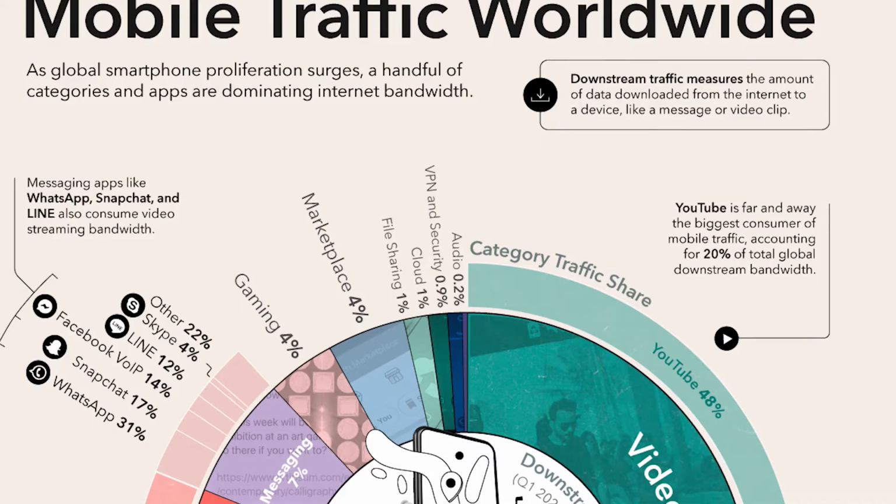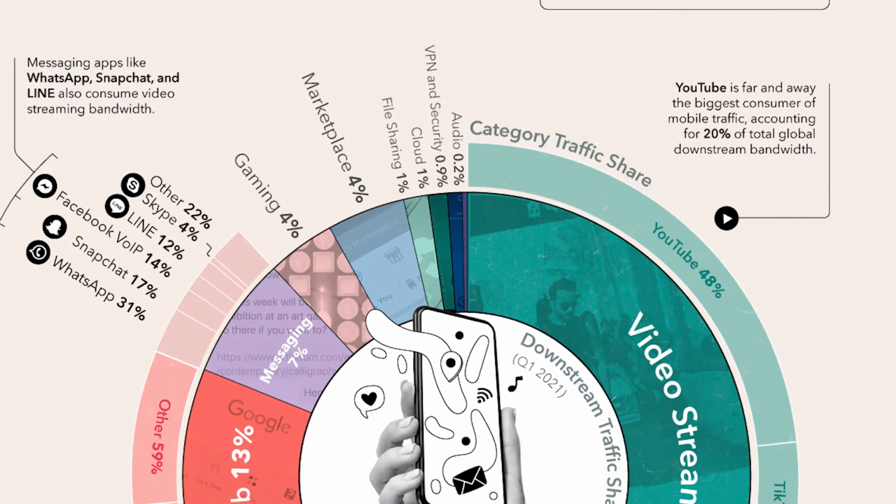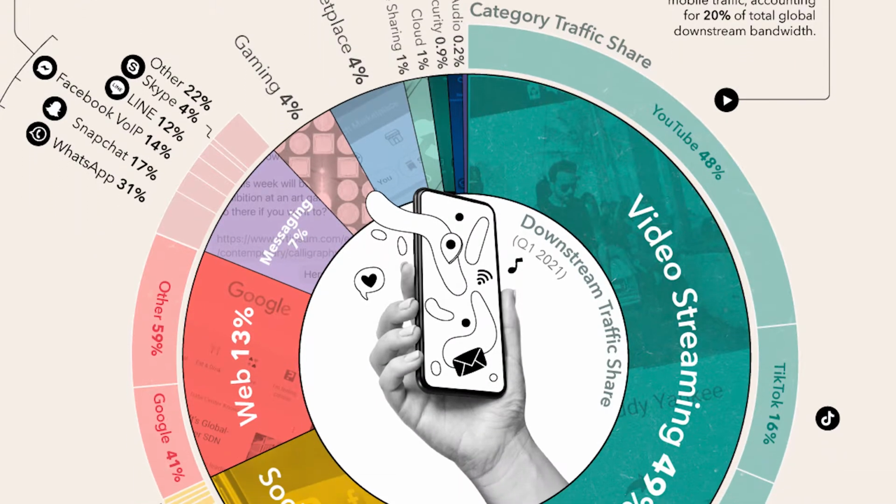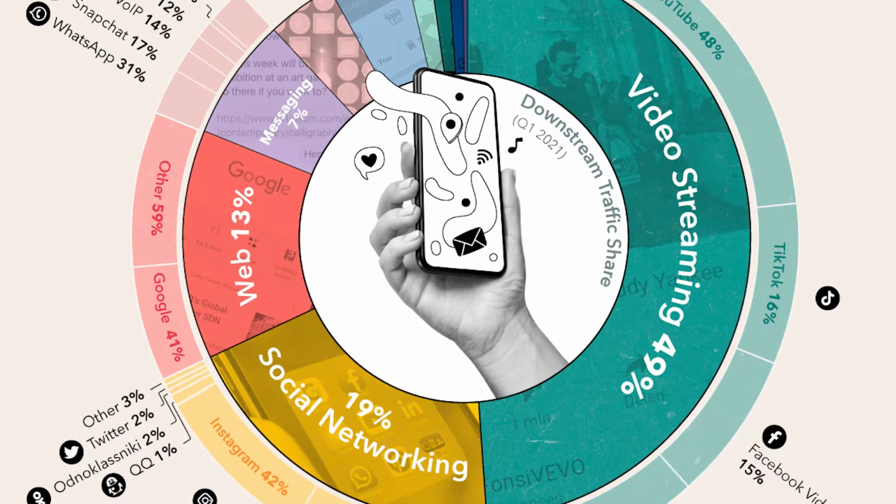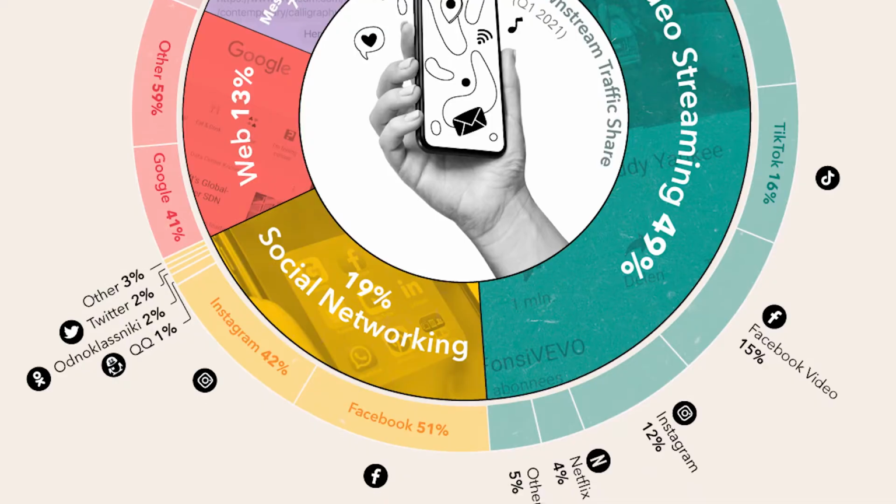Next, take this into consideration. A study done in September 2021 showed that for mobile device usage across the world, video streaming consisted of 49% of mobile downstream traffic. So of that 49%, let's just call it 50%. Of that 50%, 48% was from YouTube, 16% from TikTok, 15% from Facebook video, 12% from Instagram, and only 4% from Netflix. Social media platforms and video consumption dominated mobile usage.